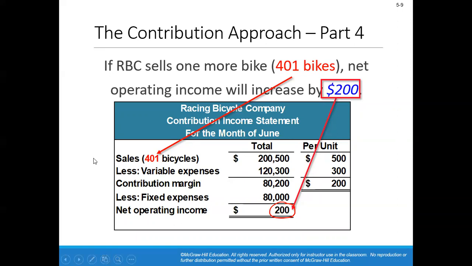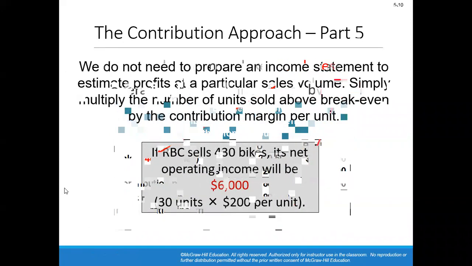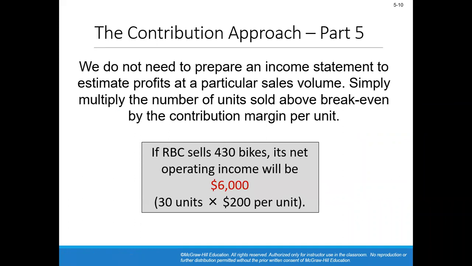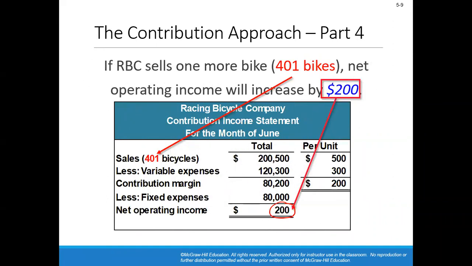I will have net operating income of 400. Okay, so it happens in this way. And if we see that it is not necessary that you prepare a separate income statement when you want to see what happens if you sell 430 units of bicycle. You do not need this kind of detailed calculation. When you have these standard numbers before you, what can you do?